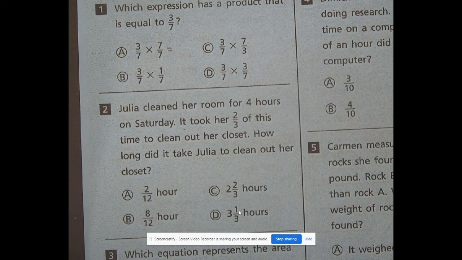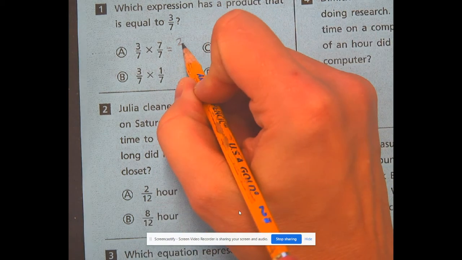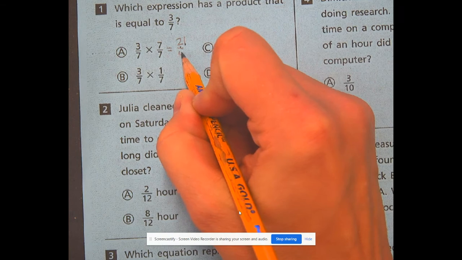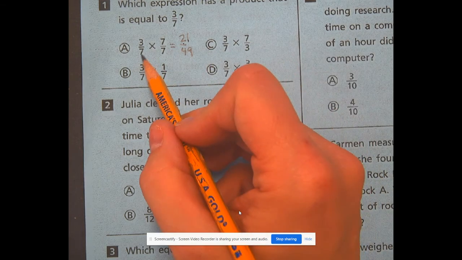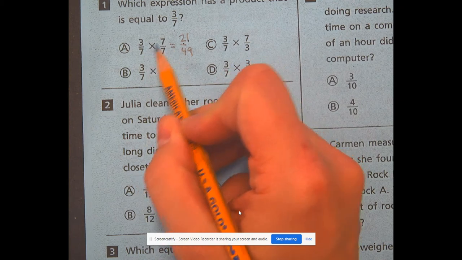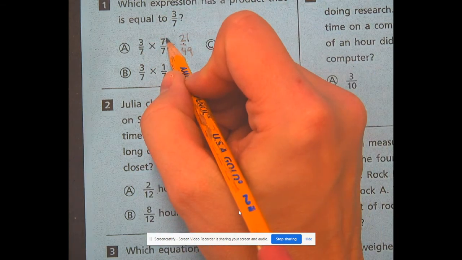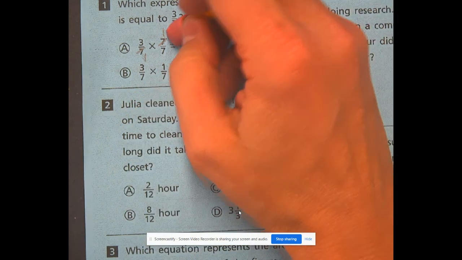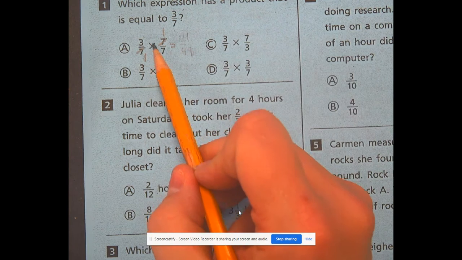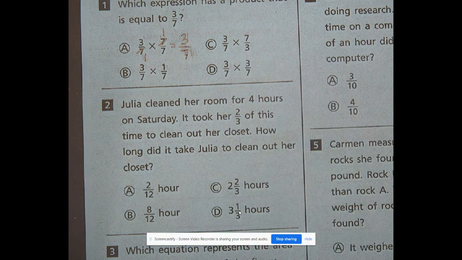Yeah, multiply straight across. So 3 times 7 is 21. 7 times 7 is 49. Now let's back up. Is there something that we could do to make our lives a little easier? We're going to divide out the 7. We're going to cross cancel, right? 7 divided by 7 is 1. 7 divided by 7 is 1. Now if we multiply across, 3 times 1 is 3. 1 times 7 is 7, ooh, that one works, doesn't it?